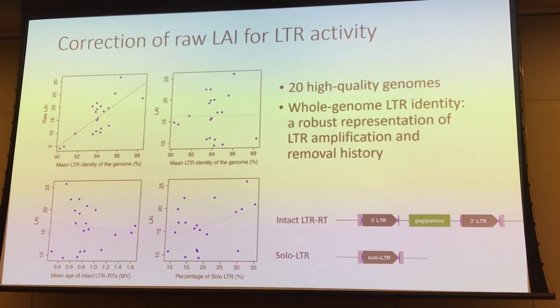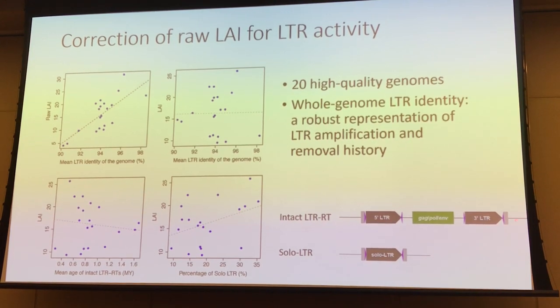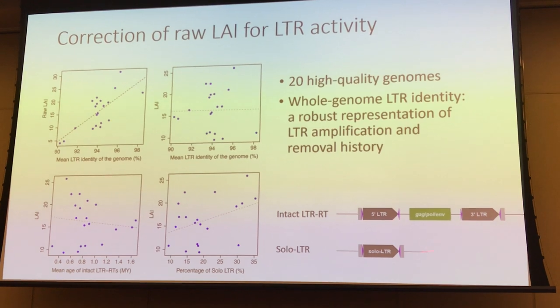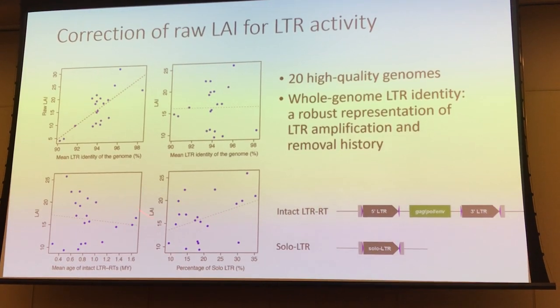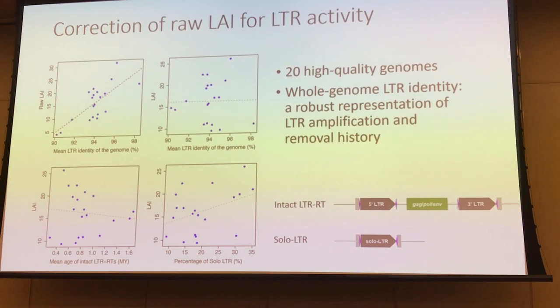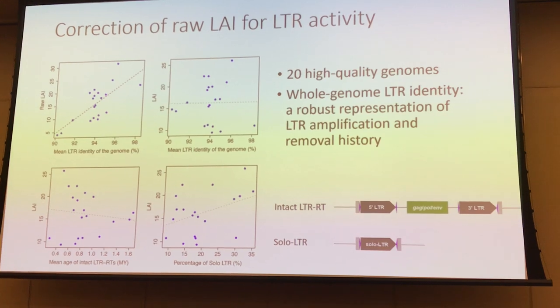And also, the solo LTR represents the removal of LTRs. You will have a recombination between these LTR pairs that generates this solo LTR, which is a dead end for the LTR. After the correction, the removal itself is also not correlated to the LAI, which means LAI is pretty independent of the LTR activities now.